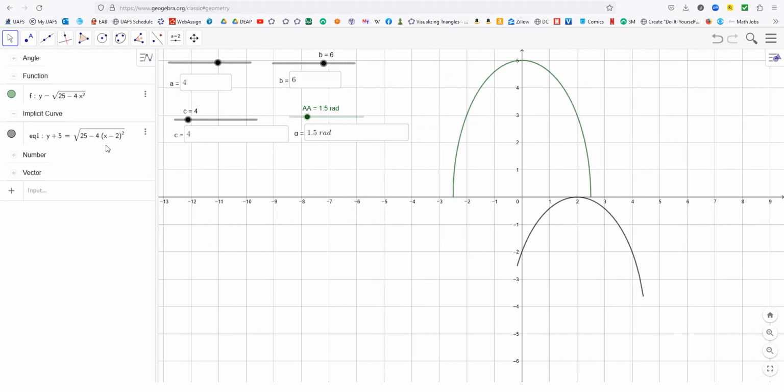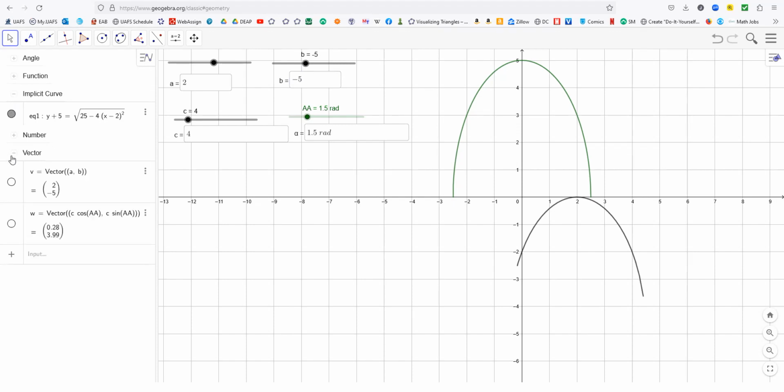Okay. So what did we translate by? We translated to the right 2 and down 5. So it's translating by vector AB. I think we have that vector. I thought I had that vector up here. Maybe I didn't have it anymore. Yeah, here, vectors. Vector AB is vector V.